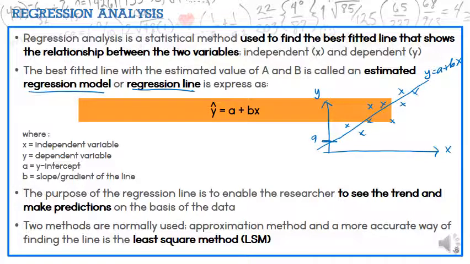So the purpose of the regression line is to enable the researcher to see the trend and make predictions on the basis of the data. So two methods are normally used. We can use approximation, or a more accurate way of finding the line is by using the least square method. So we can use LSM to find the regression line.